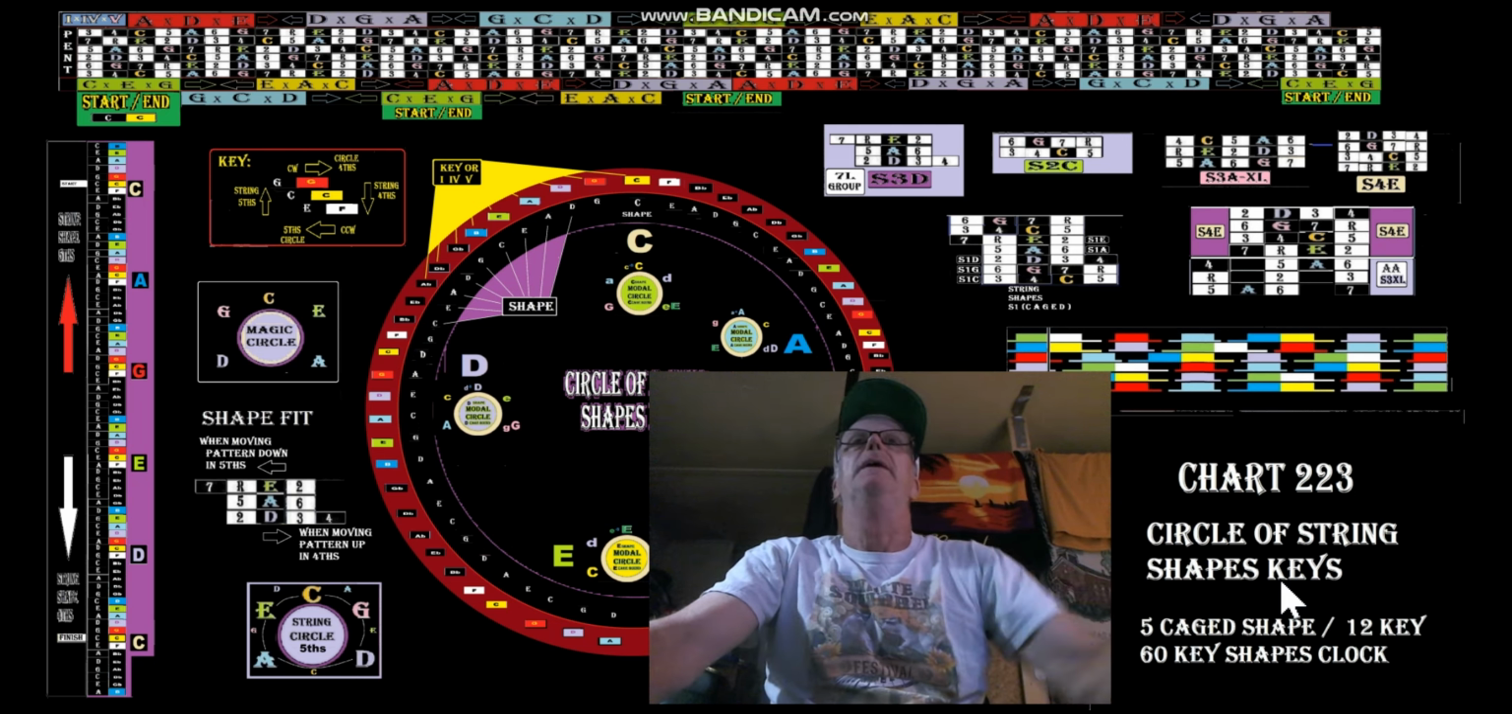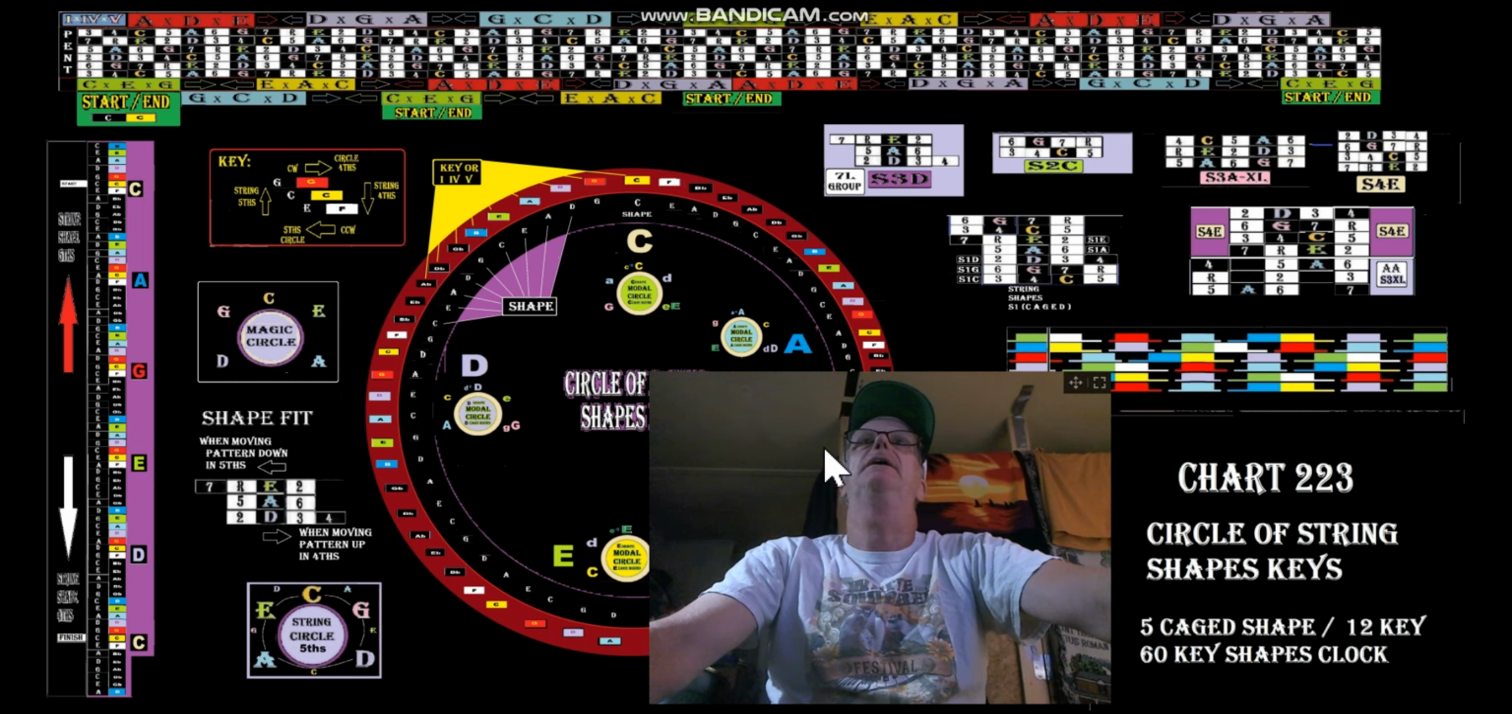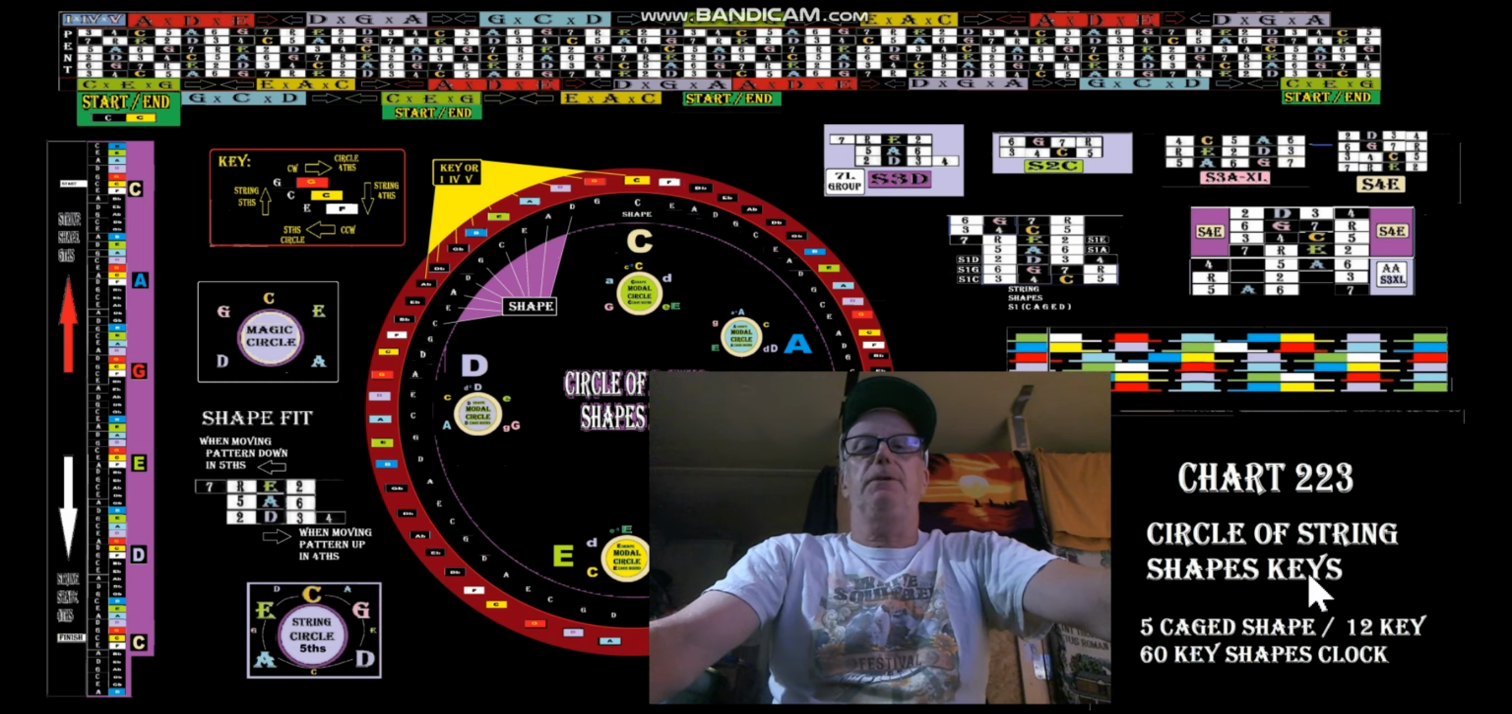So I'm doing it in flats. That was kind of irrelevant, just my playing. So anyway, we've got circle of string shaped keys. Five CAGED shapes, 12 keys, 12 key shapes clock. So we have the clock here.